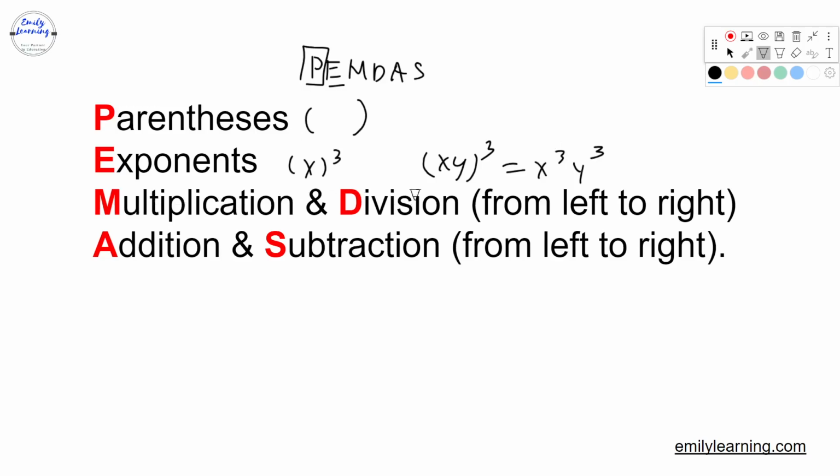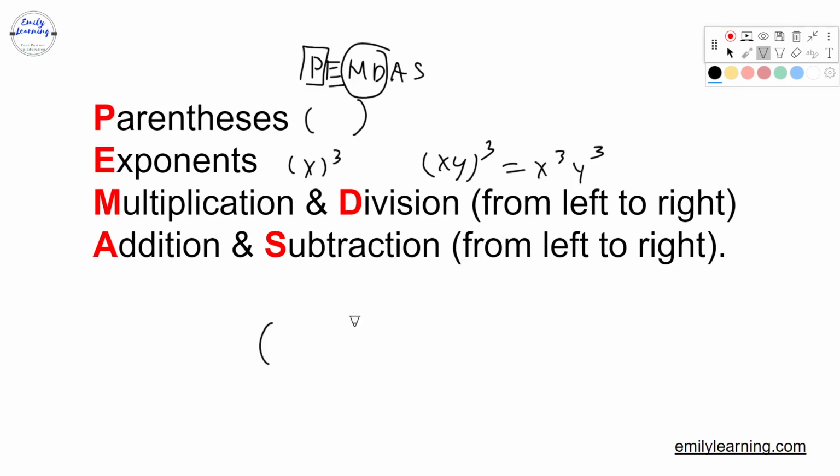Next is multiplication and division. We usually do it from left to right. It doesn't matter whether multiplication comes first or division comes first, just do it from left to right. Finally, addition and subtraction, where we again do it from left to right.